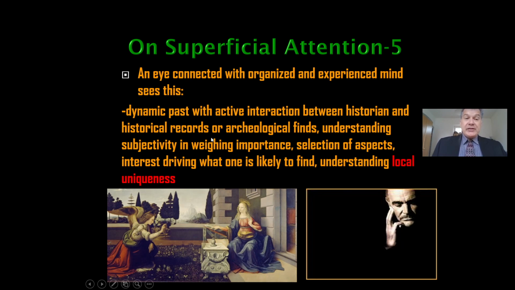And understanding that there is a connection, an interaction between the historian and the manifestations of the past, be it archaeological or historical or philological, okay? We now understand that there is always a subjectivity in choosing what is important, weighing relative importance, selection of aspects through which we are looking at something, because the past is infinite, right? And selection of focus, so in other words, the time period which we are going to identify for ourselves, okay? So there is a local uniqueness here.